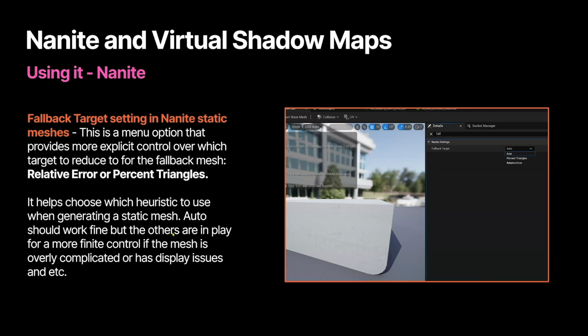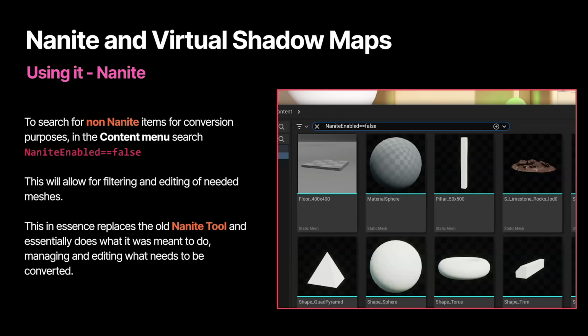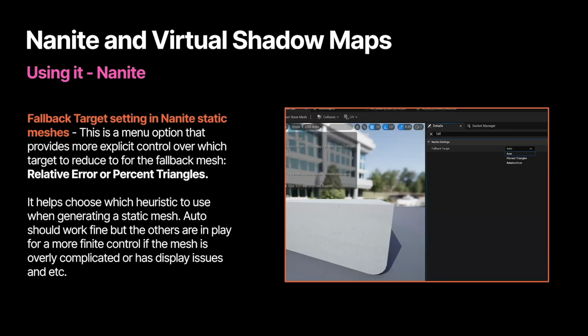Fallback target tangents. We talked about this. Again, don't get lost in the weeds on this one. This allows you to be able to control and edit things according to what you need. This fallback, again, you can look at percentage triangles or relative. The auto works really great. But again, if you have some hard edges that aren't quite displaying, or it's really high detail and it's not displaying correctly, you can edit these.